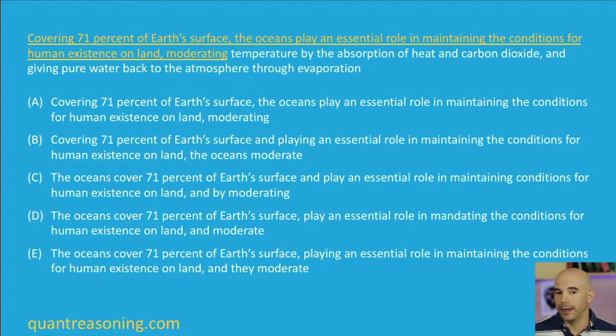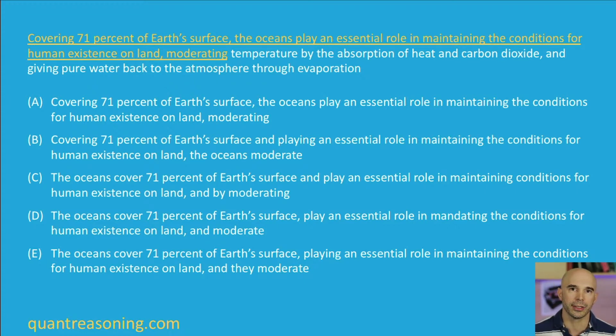Okay. Now I see another good comment there in the chat, which is that a comma ing is often used to convey an unintended consequence of the previous clause, or to convey the manner in which the subject does the verb in the preceding clause. In this case, it's the latter, right? The oceans play an essential role. Okay, and in what way, in what manner do the oceans play an essential role? Moderating temperature and giving pure water back.